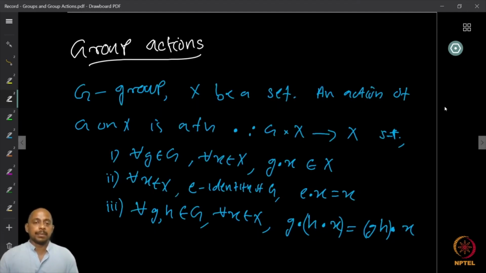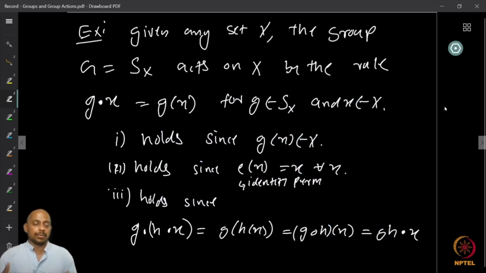What is the second property? The second property says that for every X in X, with E the identity, E dot X must be equal to X. Now that is true because E is the identity permutation of X itself. So therefore, this is true.